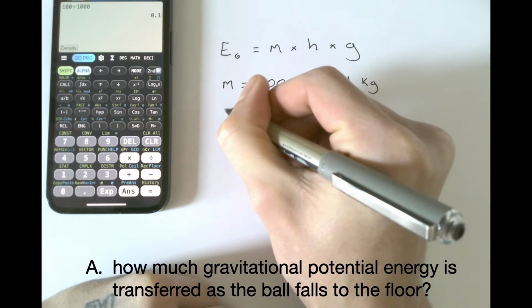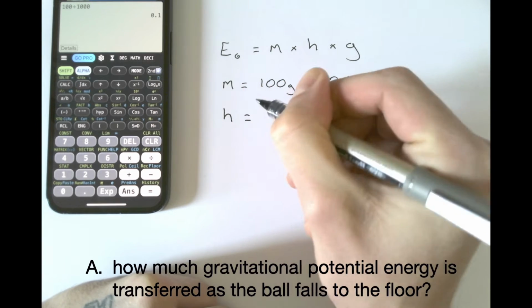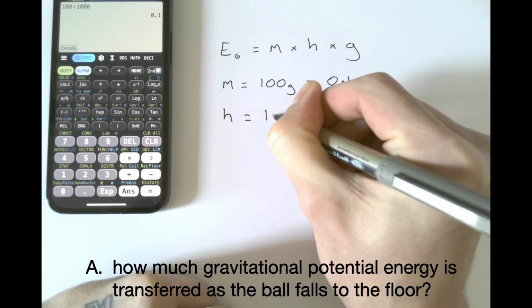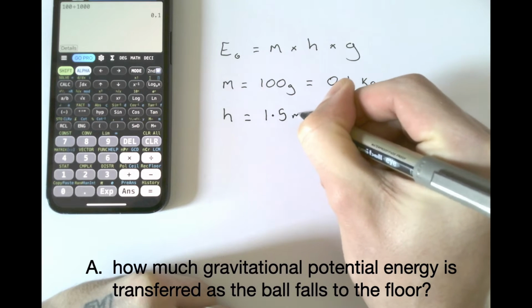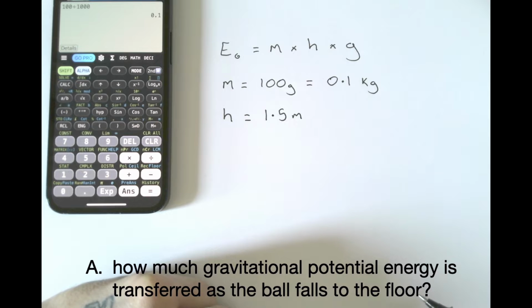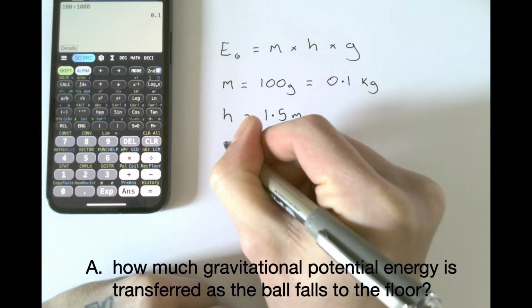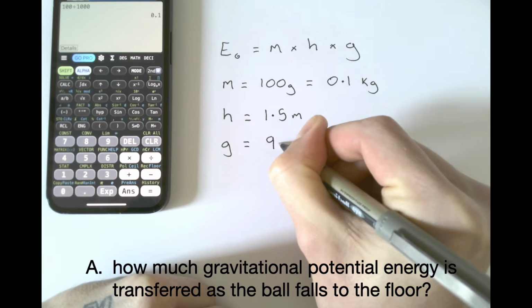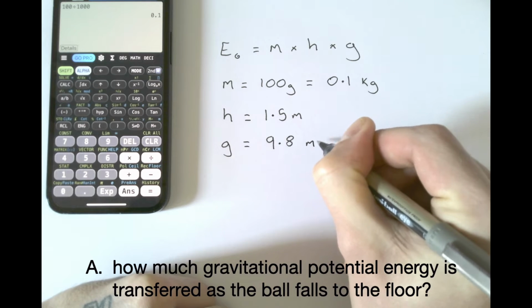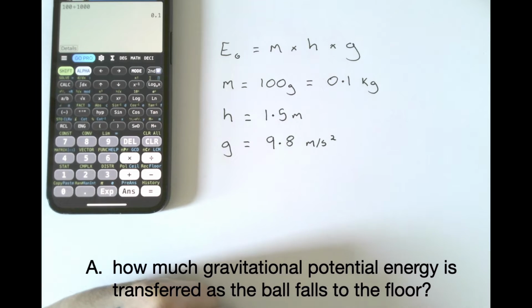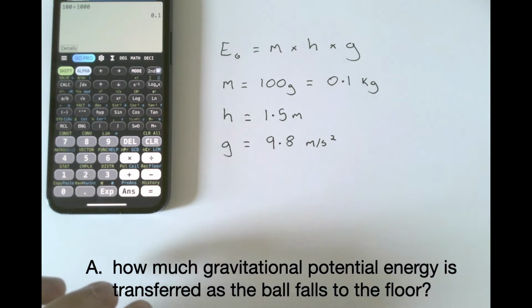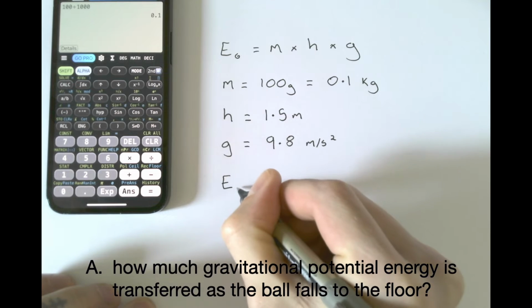Okay, cool. So what about the change in height? Well, it says in the question that it's dropped from 1.5 meters above the floor. And meters is the right unit for this one, so that's fine. And gravitational field strength doesn't tell me, but luckily I remember that it's 9.8 meters per second squared, or sometimes you use newtons per kilogram. But there are my three numbers. All I need to do is put them into that equation.